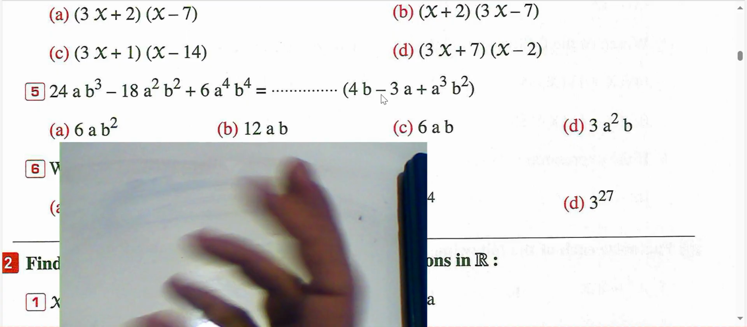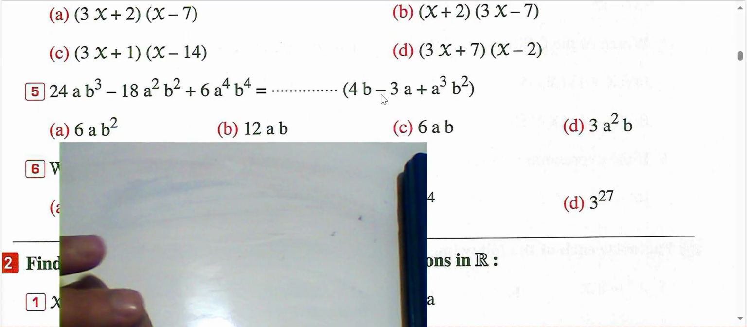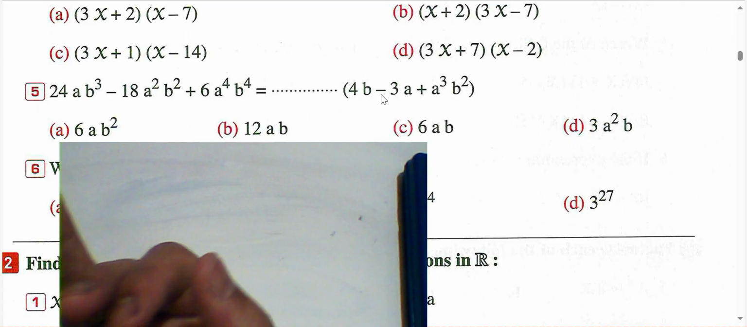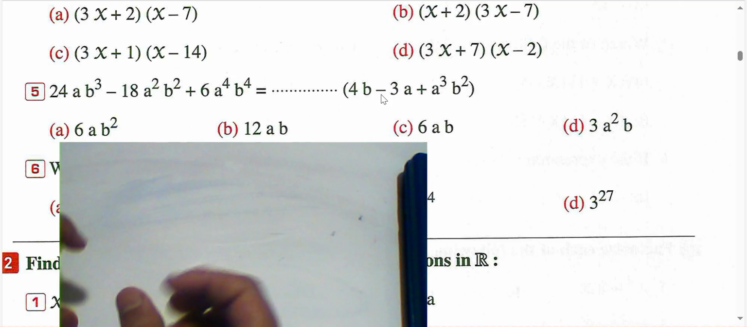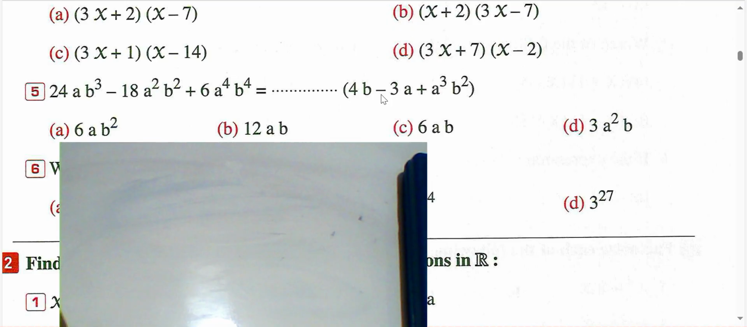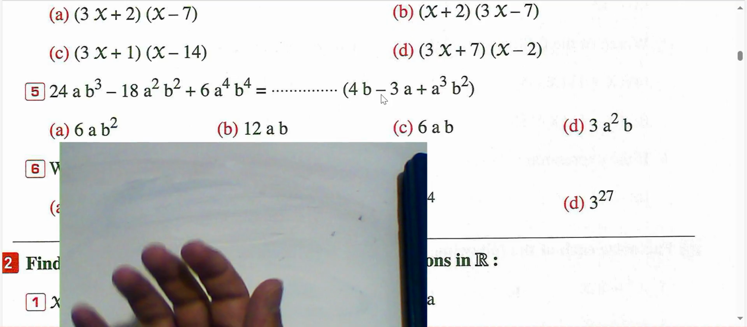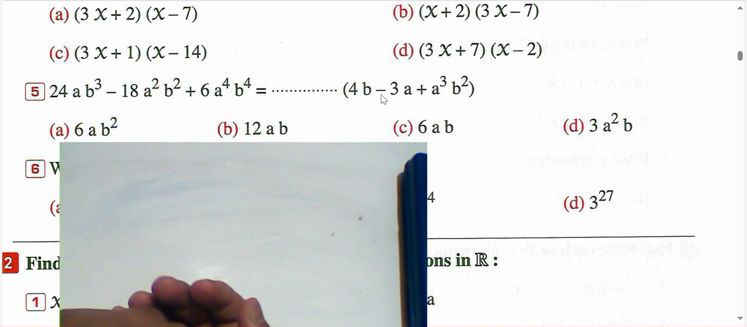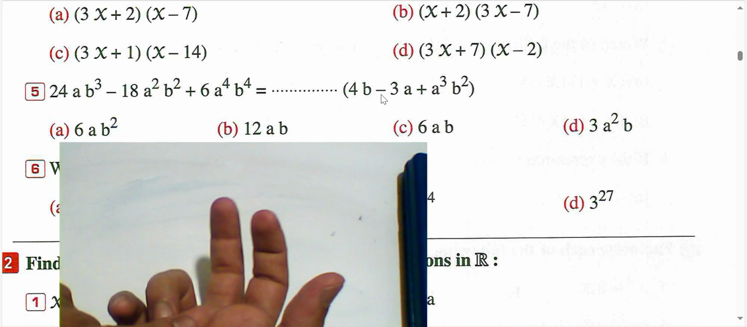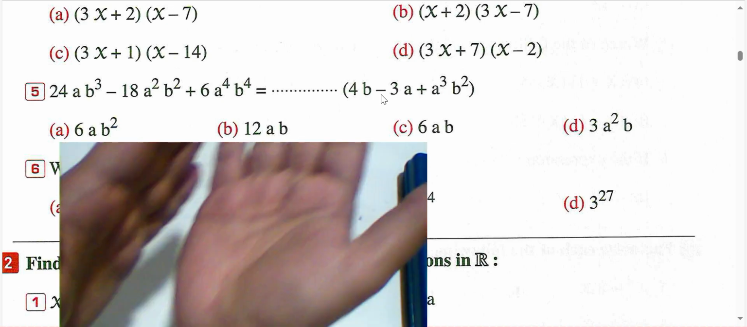You must know how to find the highest common factor between three terms. We have 24, 18, 6. All these three numbers can be divided by 6, so 6 is the highest common factor between all the digits. And we also have a repeating and b repeating. Then 6ab is the highest common factor between them.